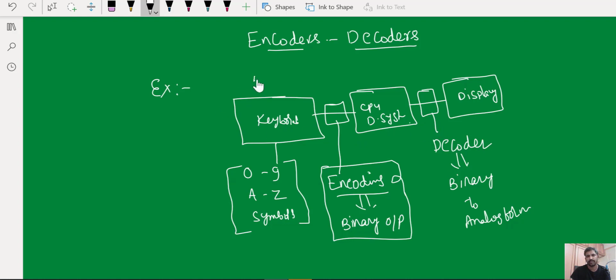Suppose I press 5 plus 2 here. Your 5 plus 2 calculation will be done in the CPU and 7 will be produced. The binary 7 will be applied to the decoder circuit. The decoder circuit will display decimal 7 at the output side. So this is how your encoders and decoders play a major role in communicating with the real world.